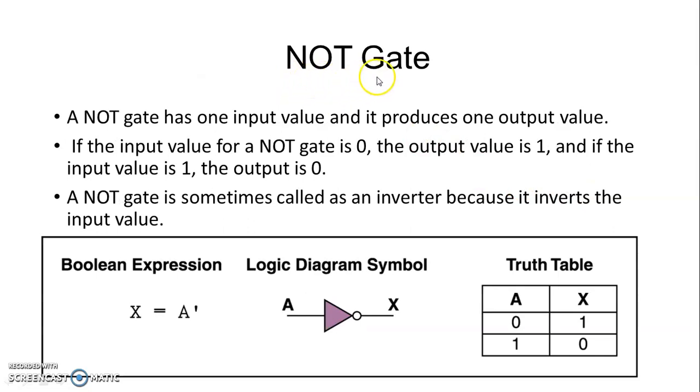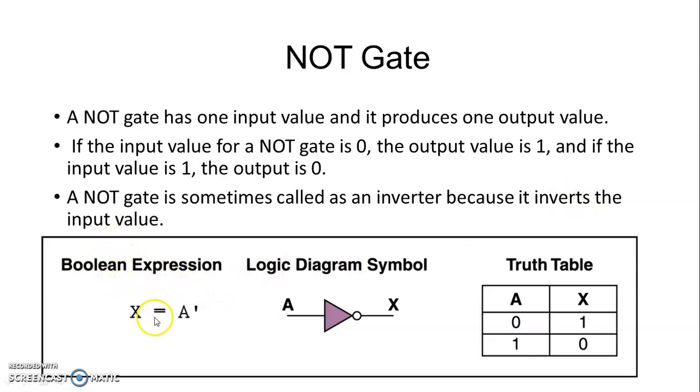First is NOT gate. A NOT gate has one input value and it produces one output value. If the input value for a NOT gate is 0, which means low, the output value is 1, that is high. Or if the input value is 1, which means high, the output value is 0, which means low. A NOT gate is sometimes called an inverter because it inverts the input value.